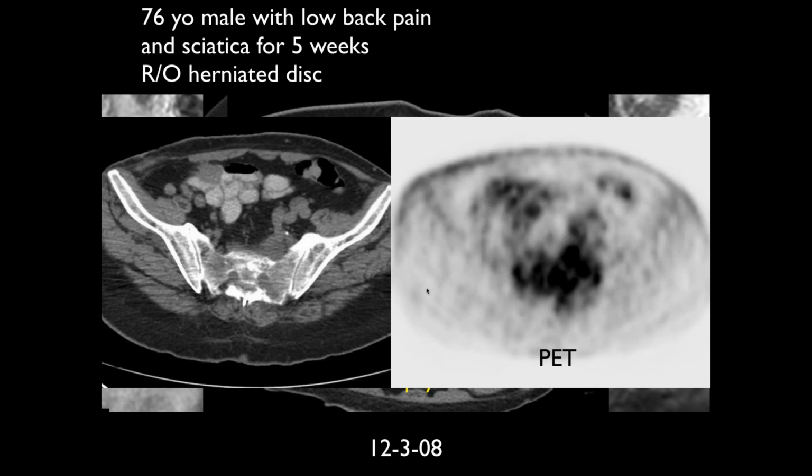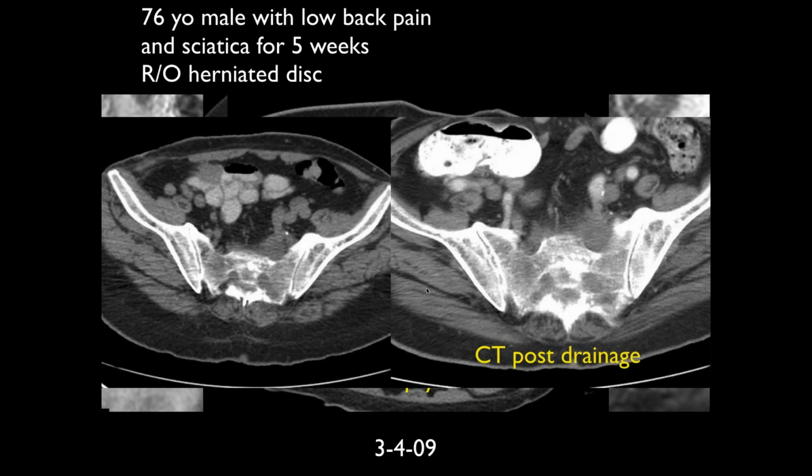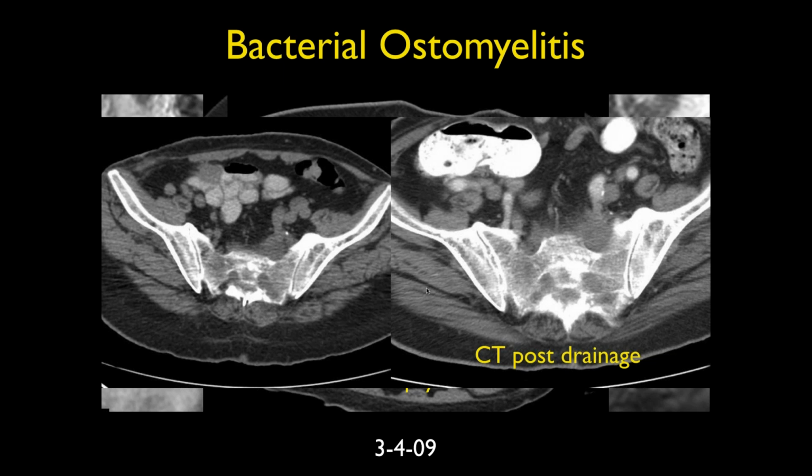And the PET shows definitely a lot of uptake, also on the right side. So what do you think this is? It could be infection, I think, but it could be TB or bacterial. Okay, this is bacterial. Turned out to be, I think, Staph aureus.